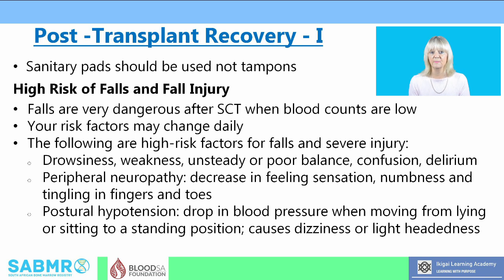Another important aspect to consider is high risk of falls and fall injury. Falls are very dangerous after SCT when blood counts are low. Your risk factors may change daily, and the following are high risk factors for falls and severe injury: drowsiness or weakness, unsteady or poor balance, confusion and delirium.